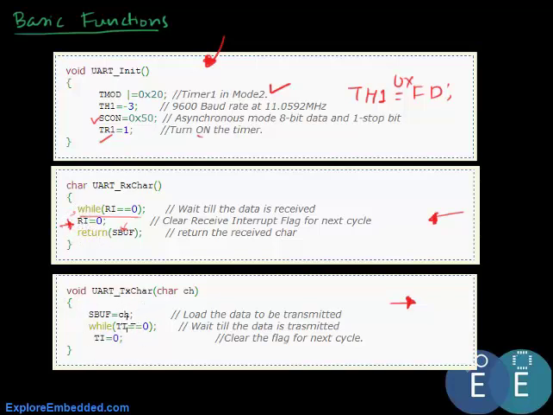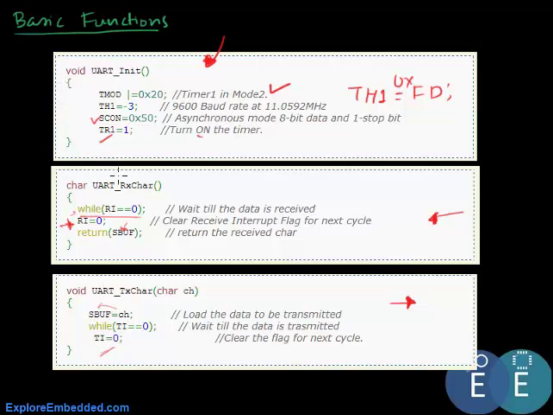Similarly, to transmit a byte, we take the character in the buffer and then we wait till it is transmitted. As soon as it is transmitted, TI becomes 1 and we exit the loop. And also here we ensure that TI, the transmit interrupt flag, is cleared. So this is all about serial communication.